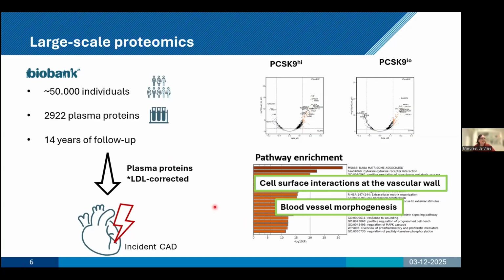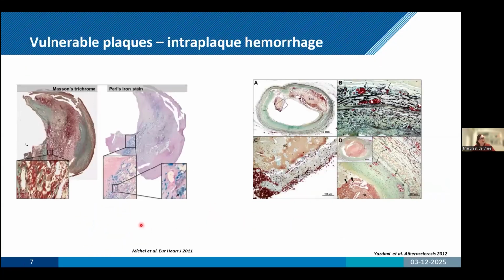To study this in more detail, we are interested in vulnerable plaques. Vulnerable plaques are characterized by, for instance, intraplaque hemorrhage. This is the case in coronary artery disease, as you can see on the left side of this picture, but also in accelerated atherosclerosis in vein grafts.